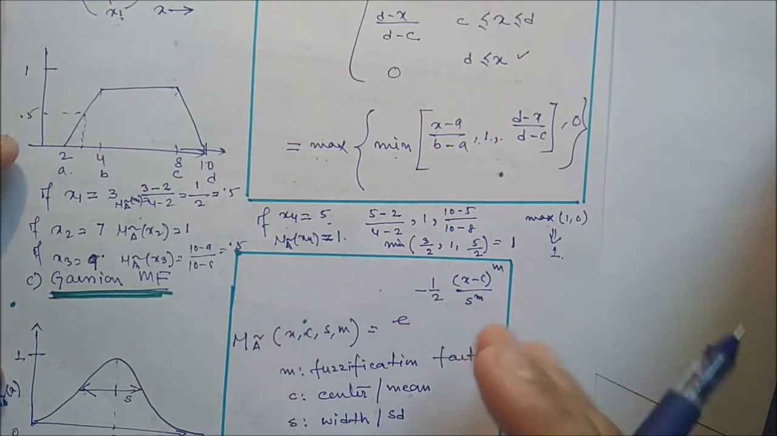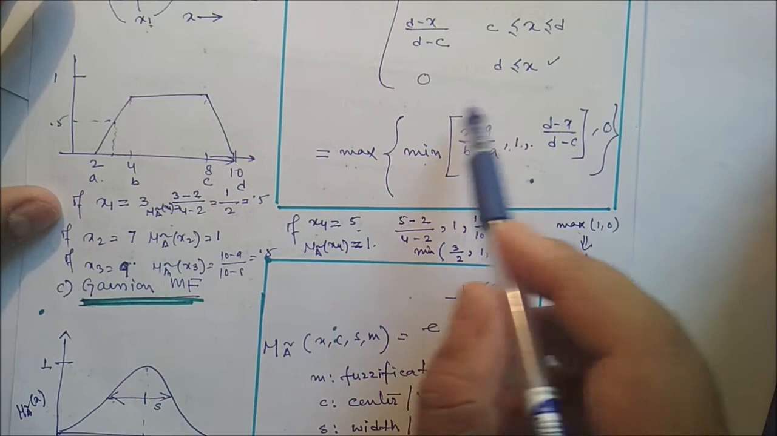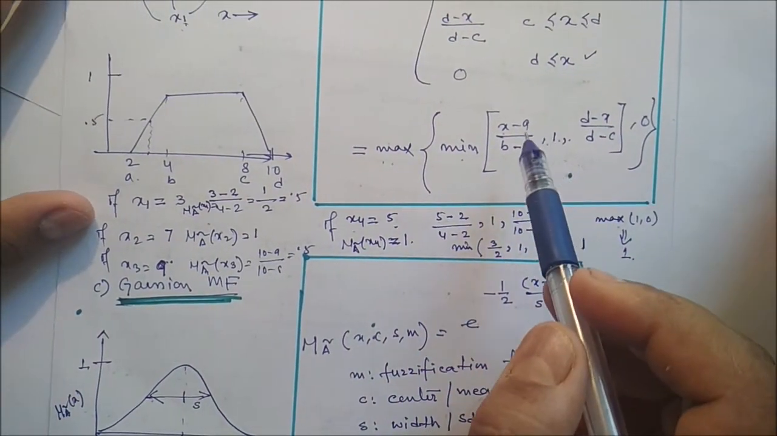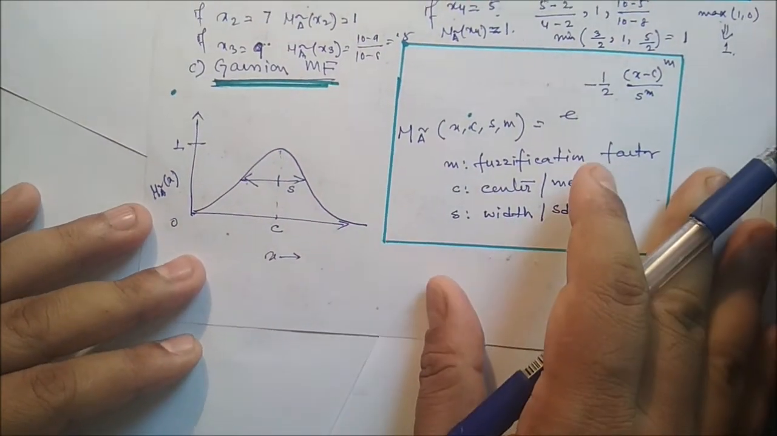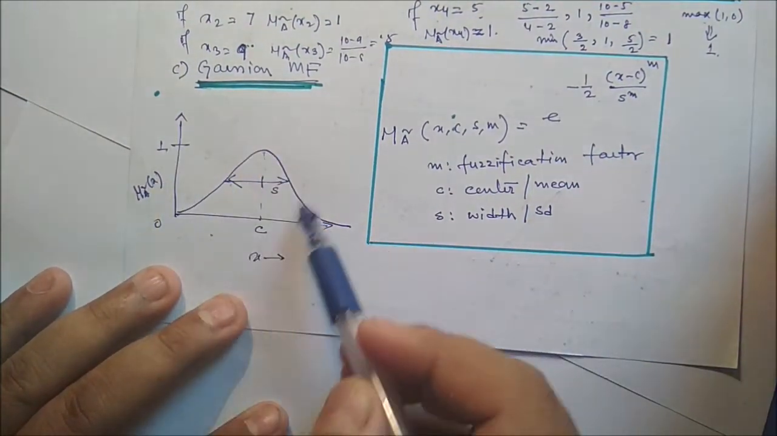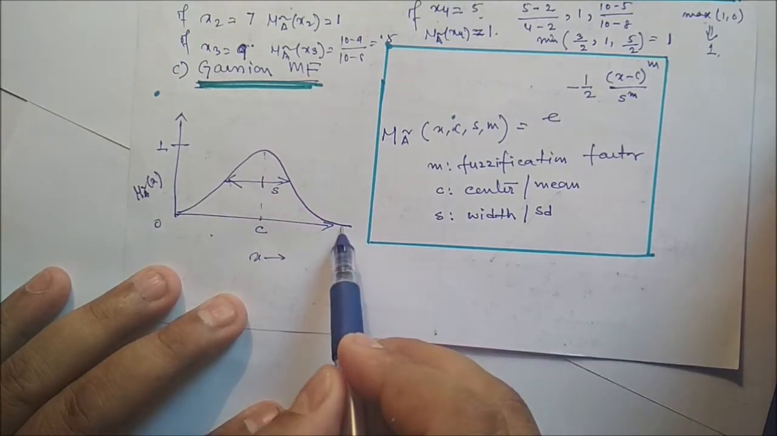Or directly you can use this one. If you use a program, then this particular formula is very useful to implement the technique. Next is the Gaussian membership function. So this is the characteristic of the membership function, and this is nothing but our x.